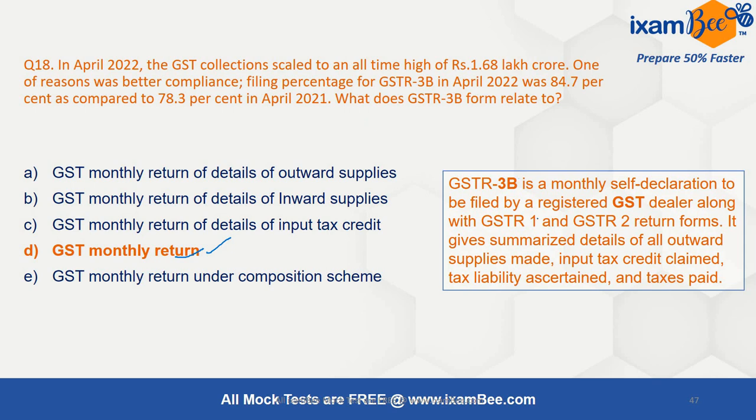So it's a self-declaration to be filed with GST, and it has to be filed by the GST dealer along with GSTR 1 and 2 returns. It gives summarized detail of the outward supplies made, input tax credit claimed, and the tax liability ascertained. All details are captured here, and you need to understand the importance of input tax credit.